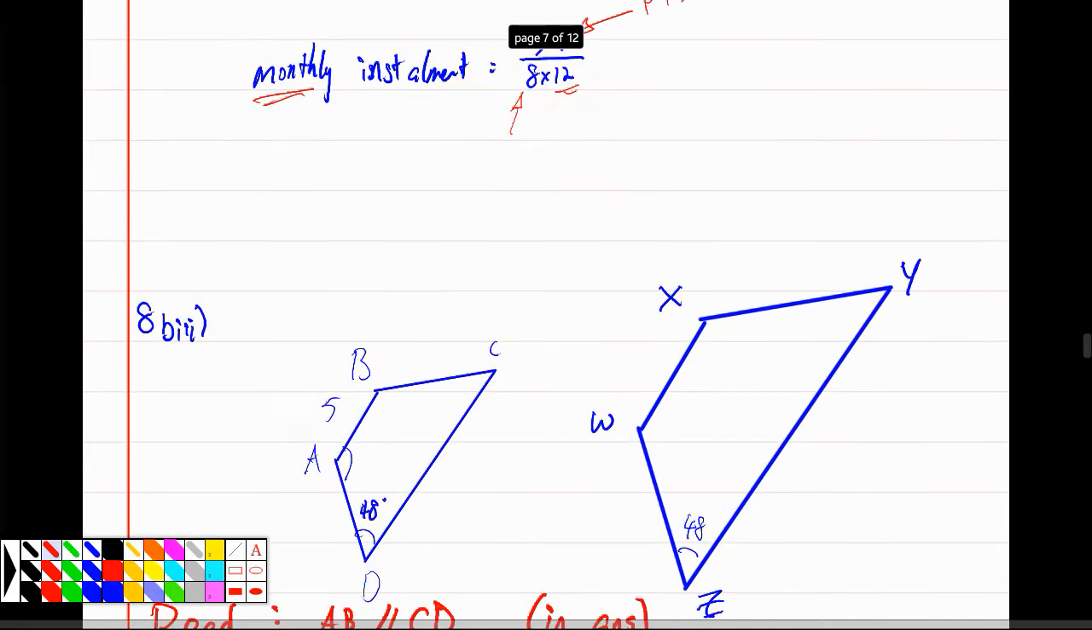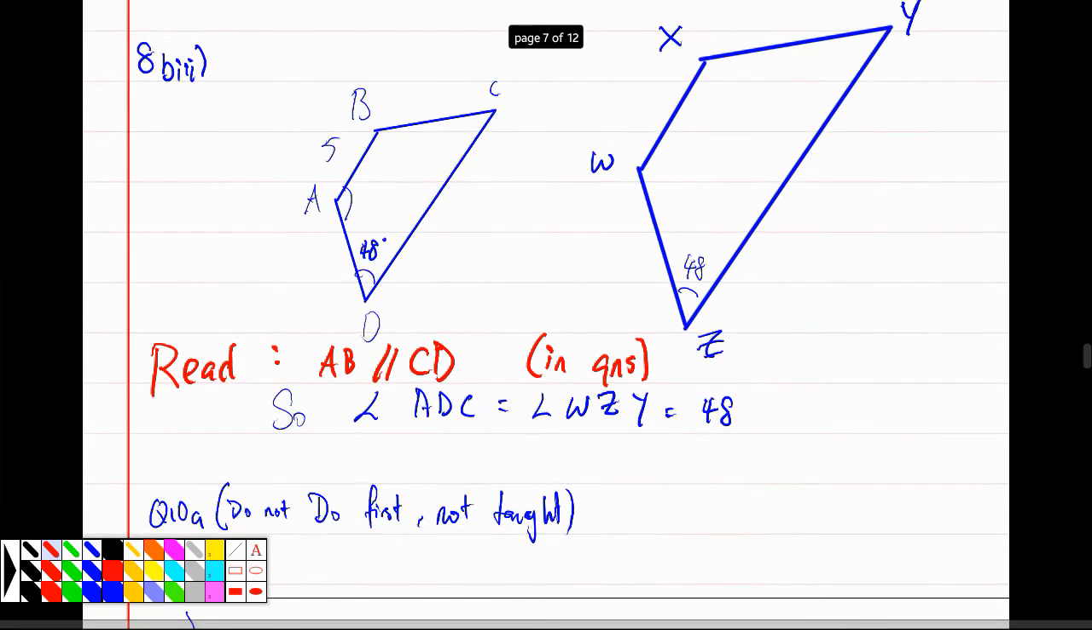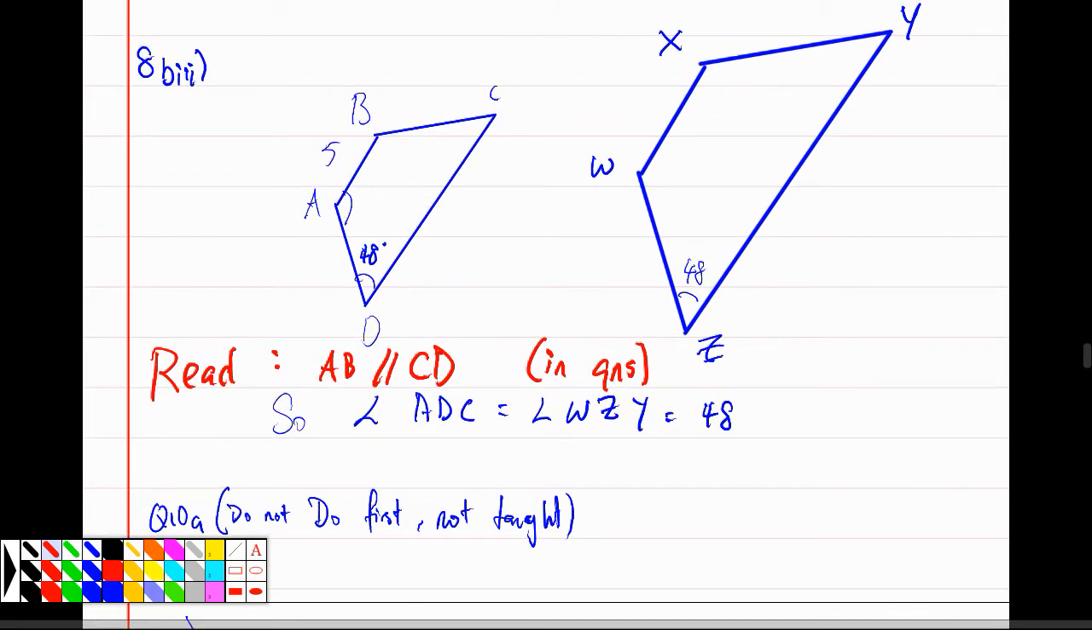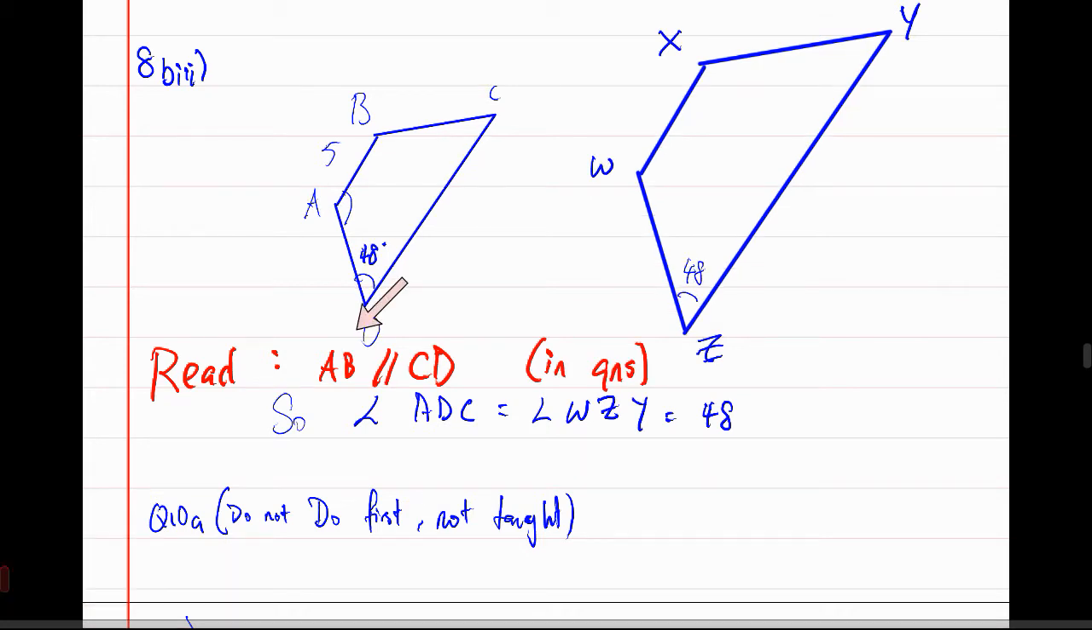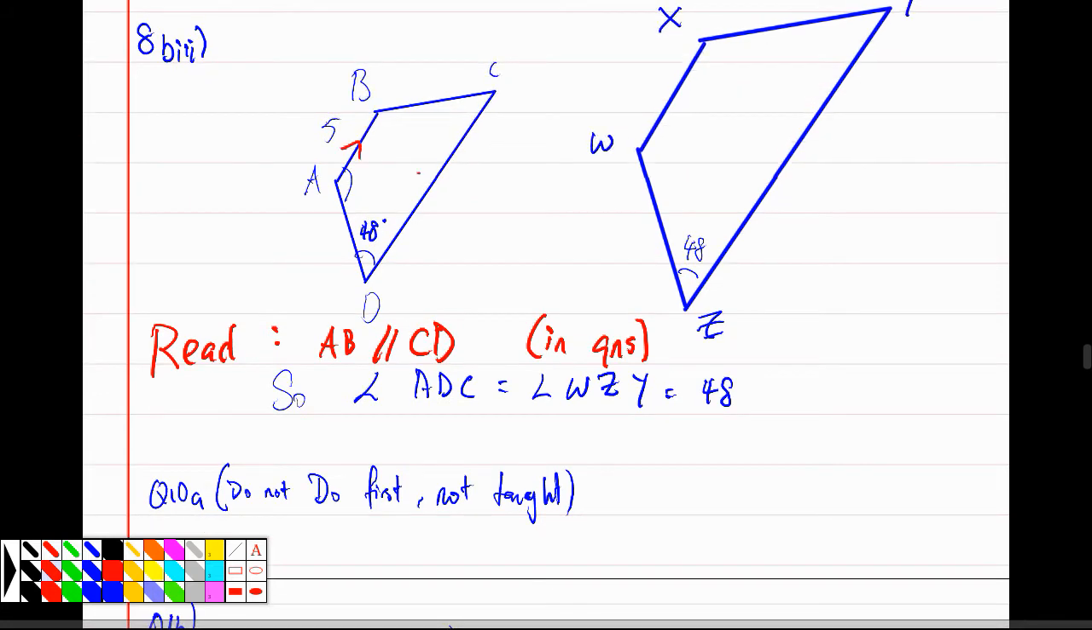Alright, next question for 8B part 2. 8B part 3. Read the question. The question actually says AB is parallel to CD. So which means I can draw two arrows here, and because they are similar, so this 48 degree is equal to this 48 degree, and once I have this, I think you are able to find BAC.